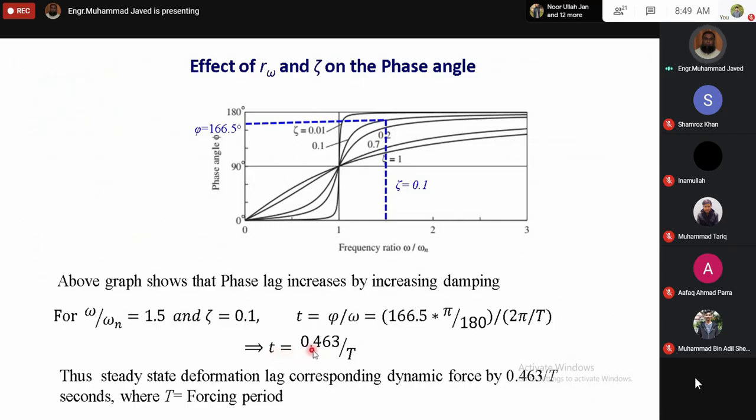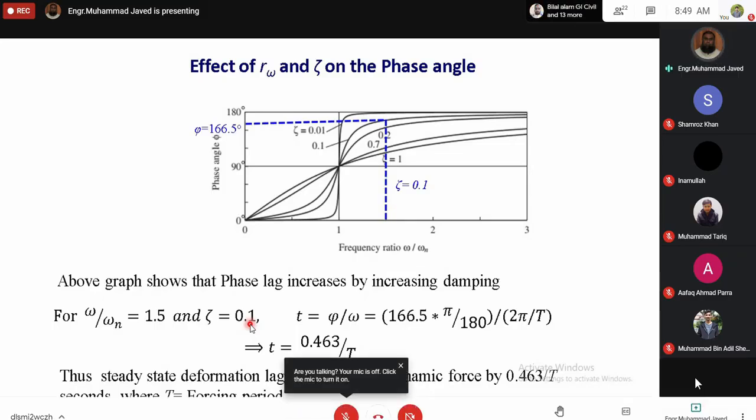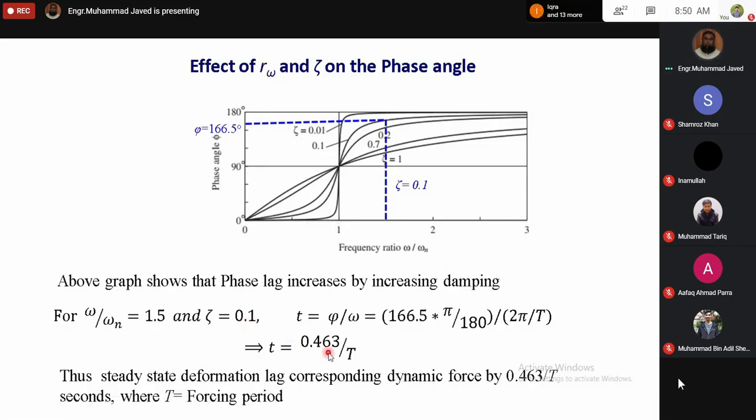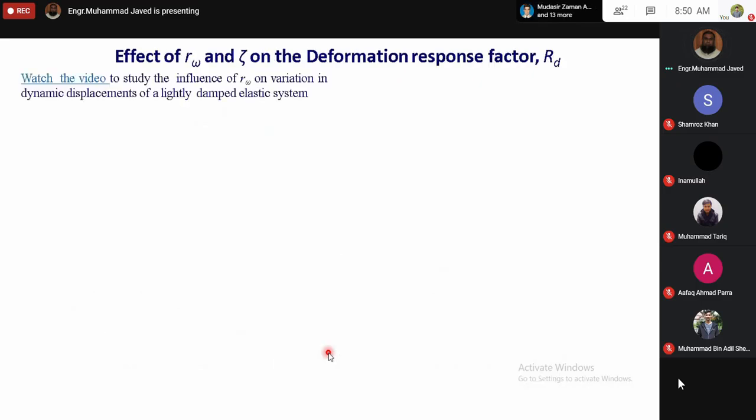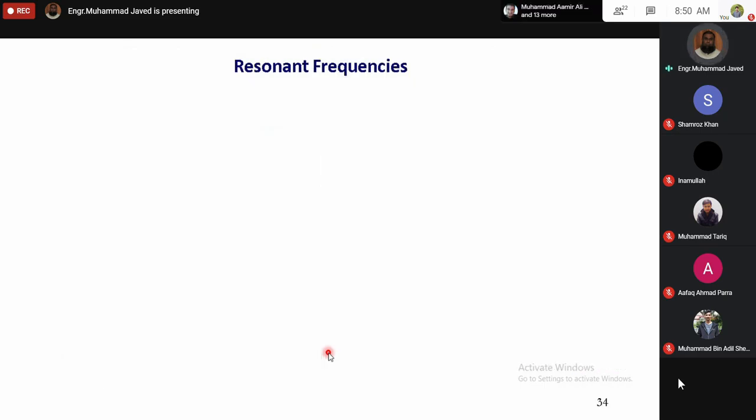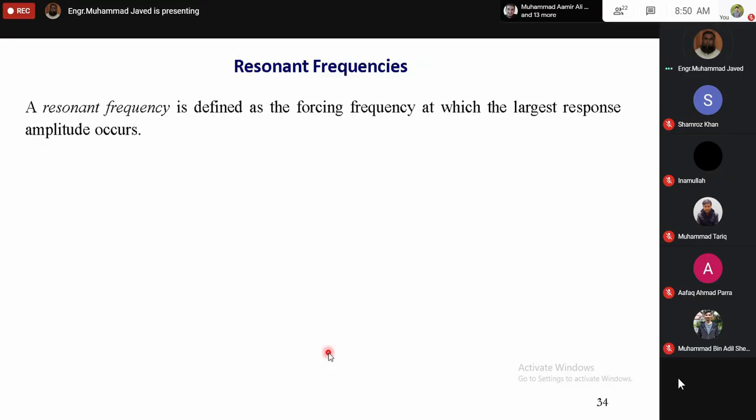This small t will be equal to 0.463 second, which indicates that for frequency ratio equal to 1.5 and damping ratio equal to 0.1, dynamic force and the corresponding dynamic displacement will lag by 0.463 second. यानी डायनामिक फोर्स और उसकी वजह से जो पीक डिस्प्लेसमेंट है वो एट अ टाइम प्रोड्यूस नहीं होगी, बल्कि जब डायनामिक फोर्स अप्लाई हो जाए उसके बाद 0.463 सेकंड के बाद प्रोड्यूस होंगे. तो ये चंद एडिशनल इंफॉर्मेशन है, इस पे हम ज्यादा फोकस नहीं करते.